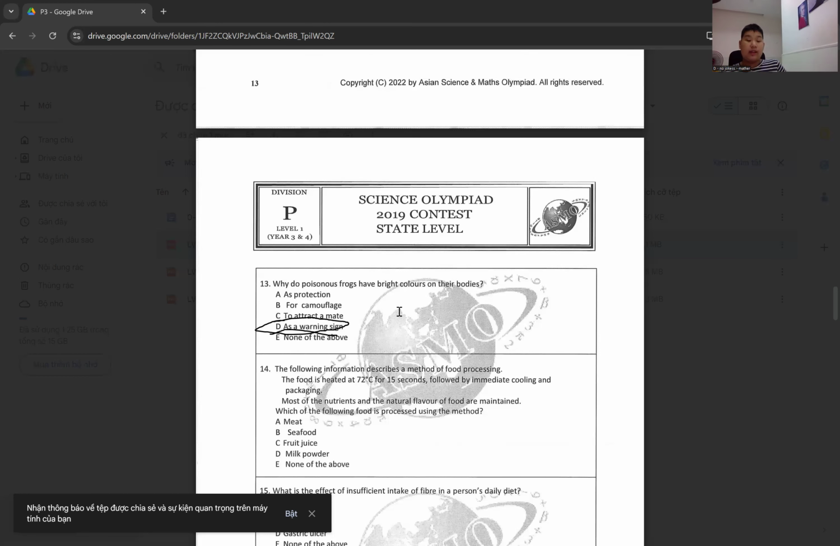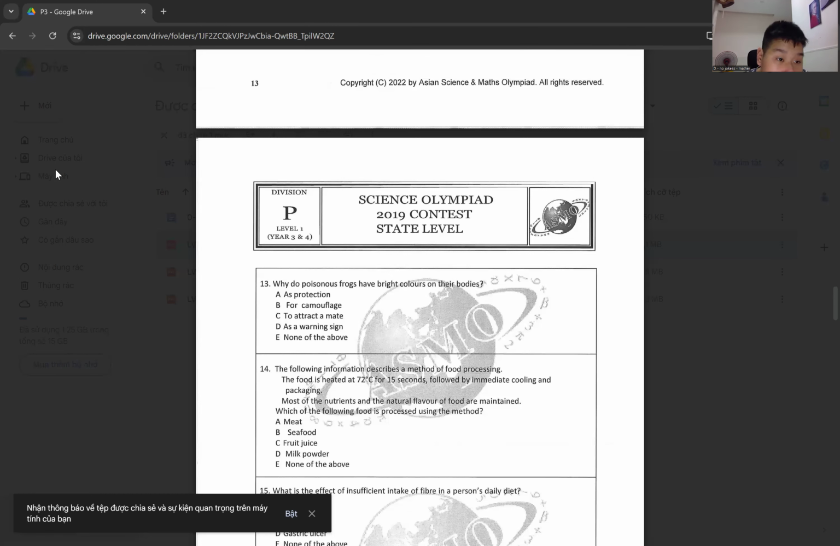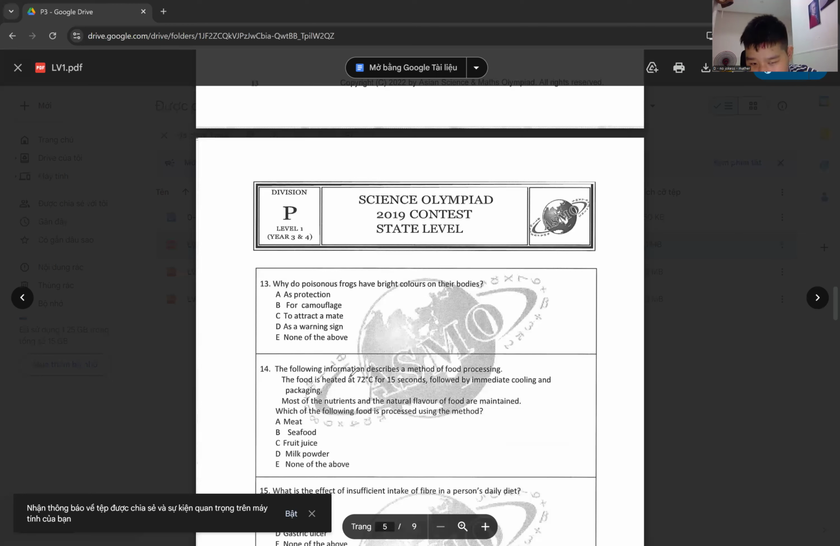I am back. So, as you can see, the following information is describing a method of food processing. This food has been cooked at 72 degrees Celsius for 15 seconds, followed by immediate cooling and packaging. Most of the nutrients and natural flavor of the food are maintained. Which of the following foods is processed using this method? I can for sure tell you that this is not how milk is made. I'm 100% sure this is not how milk is made. Oh no, milk powder, yeah. Nor is meat. Meat has another way.